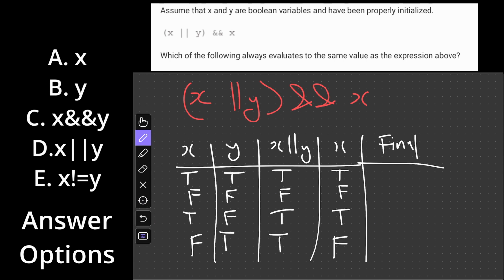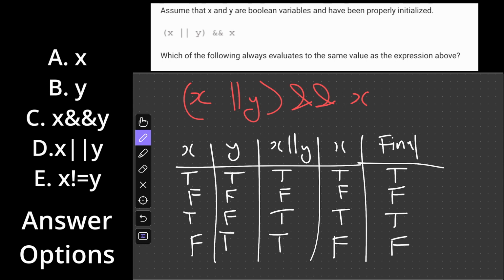And now final. There's an AND in between these two. So we're going to take the AND of the X or Y and the X. So true and true is true. False and false is false. True and true is true. True and false is false. Okay, so we're done with that. So we got true, false, true, false.